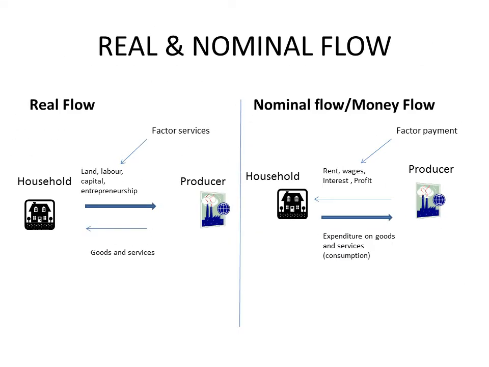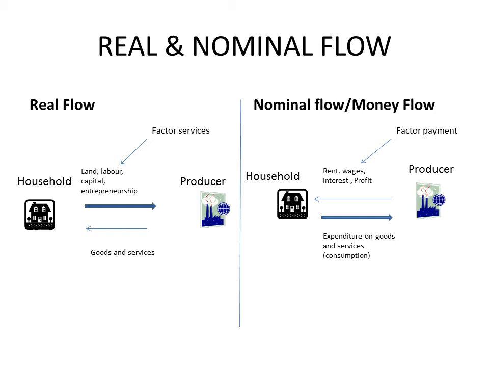Now we can see in this diagram there are two types of flow, real and nominal flow. So first we will see the real flow. We know that in a two sector economy there are household and producer sectors. When the producer sector is going to produce, he requires the assistance of the household, because the household provides factors of production.